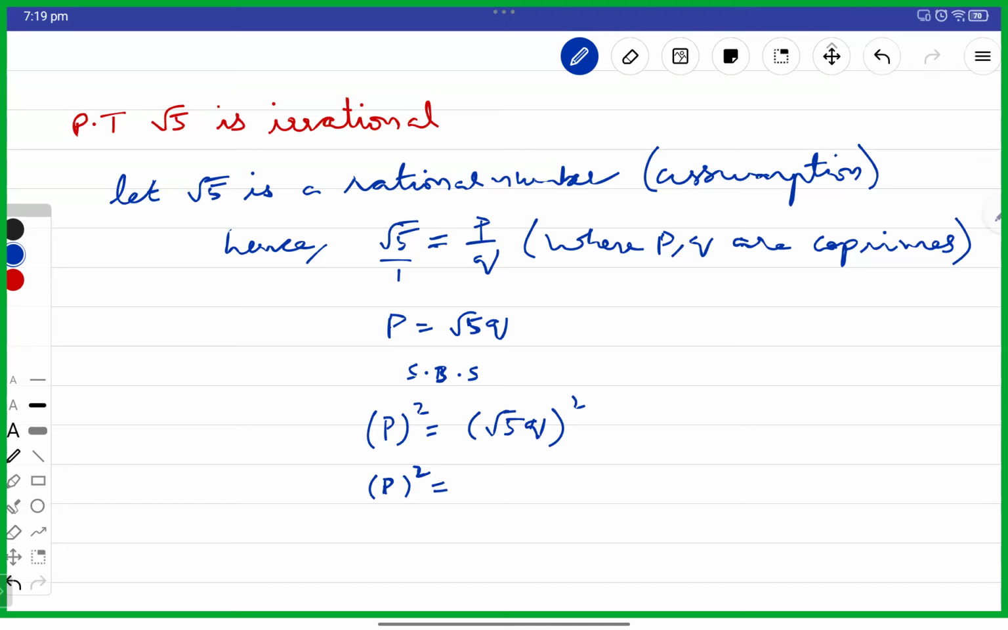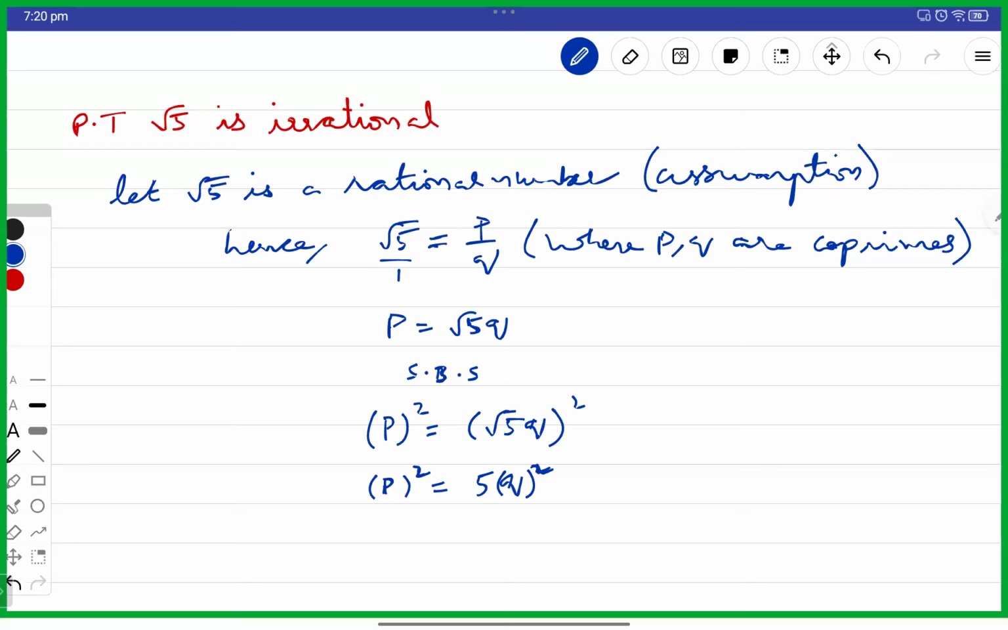Root 5 square will become what, Hasni? This square is for both of them inside. So 5q square. Root 5 square, the square and root get cut, gives 5, and q square remains. More clearly, root 5 square into q square, root 5 square becomes 5. Okay, Hasni? Any doubt?